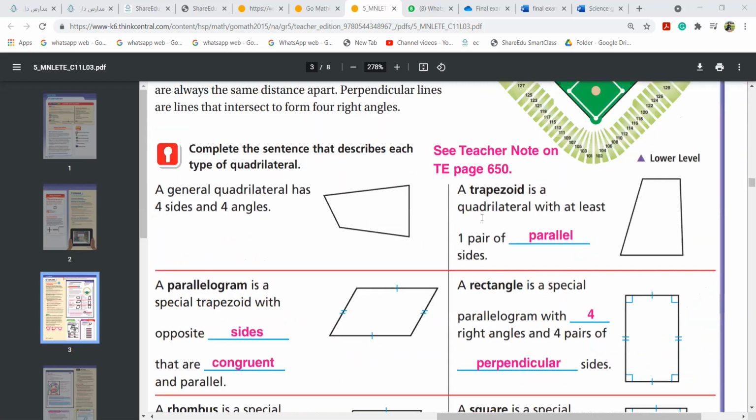Complete the sentence that describes each type of quadrilateral. A general quadrilateral has 4 sides and 4 angles. Now, girls, what is the meaning of parallel? Does anyone know what is the meaning of parallel? I will show you. Girls, please be very careful.